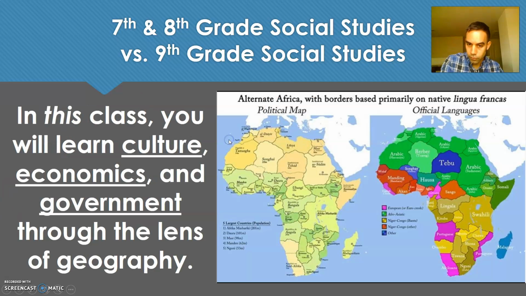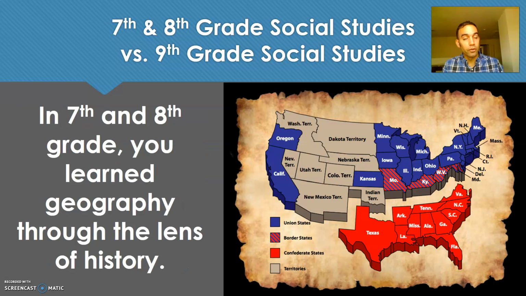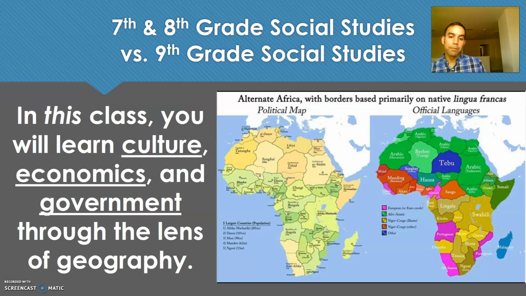Moving on. In this class, though, the focus is geography, not history. Instead of learning geography through history, you're going to learn a bunch of other things through geography. Particularly, you're going to learn culture, economics, and government, and you will learn some history. If the previous map was an example of what you would have seen in 7th or 8th grade, these are the kind of maps that we use in geography class. You see a political map of Africa and then an alternate Africa with borders based primarily on native lingua francas. It's one of our vocab words.